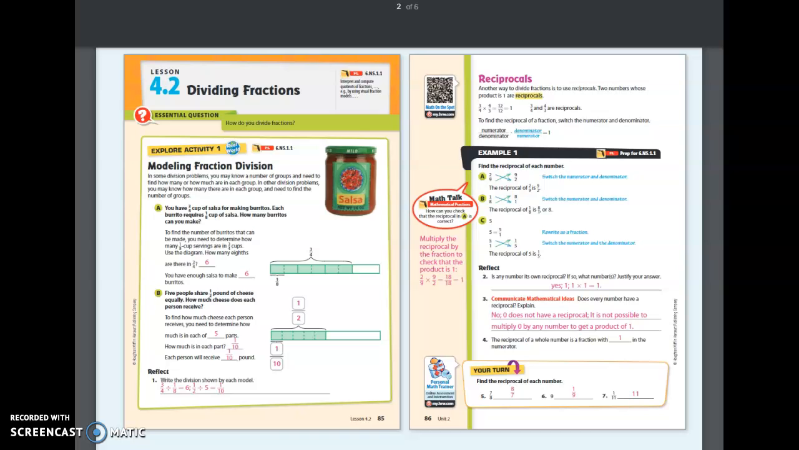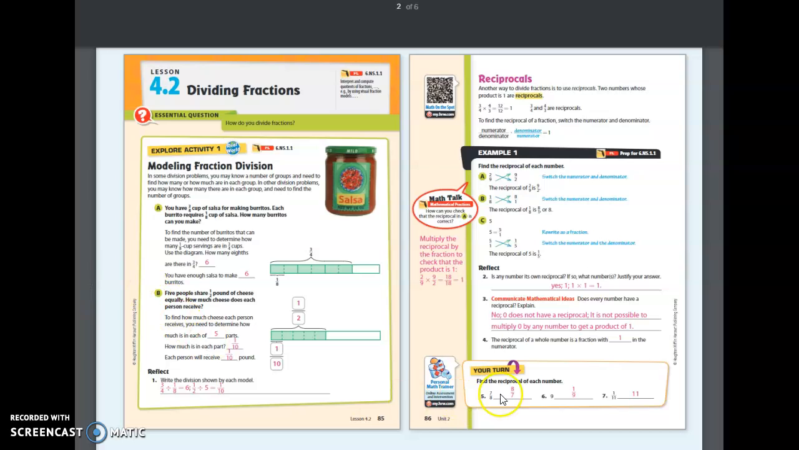Is any number its own reciprocal? Yes. If so, what numbers justify your answer? Well, 1/1 is its own reciprocal because 1/1 equals 1. Does every number have a reciprocal? Explain. No. 0 does not have a reciprocal. It is not possible to multiply 0 by any number to get a product of 1. The reciprocal of a whole number is a fraction with 1 in the numerator. So the reciprocal of a whole number is a fraction. So let's say my whole number was 6. If I write it as a fraction, it would be 6/1, and the reciprocal would then be 1/6.